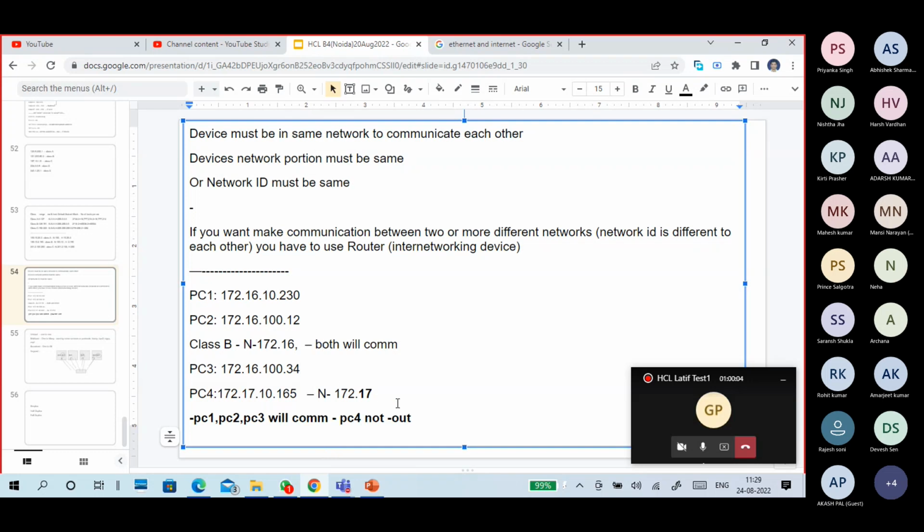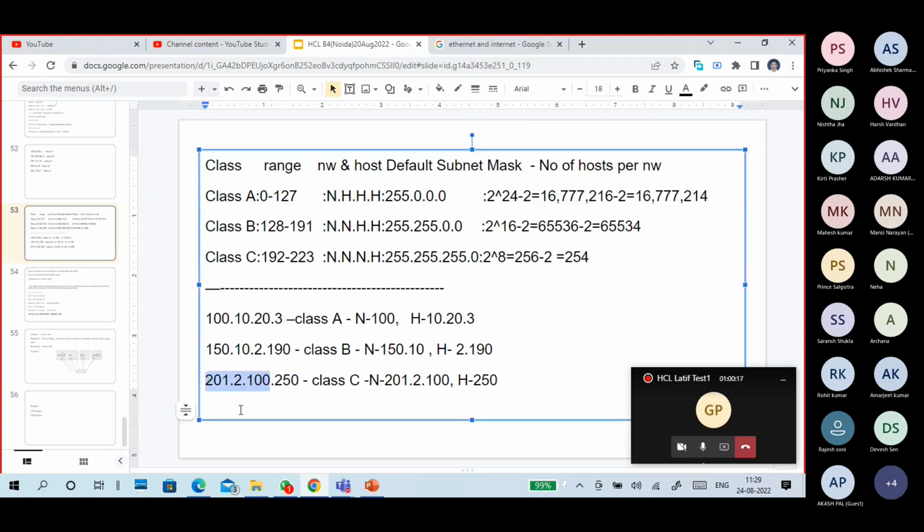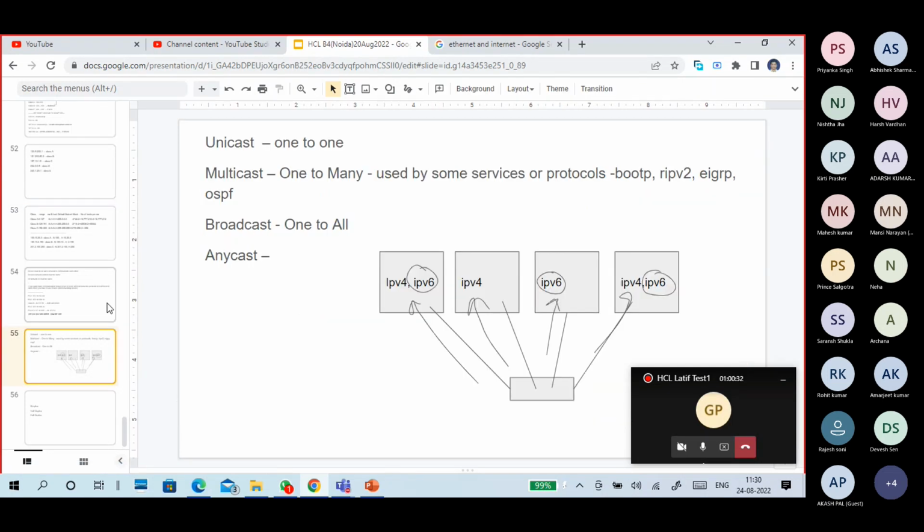Guys, you can understand this very easily by taking two or three examples. For example, you have taken a class C. Compare the first three portions. The first three portions must be same, not only the second portion or the first portion. Class B, first two portions must be same. Class A, first portion must be same.